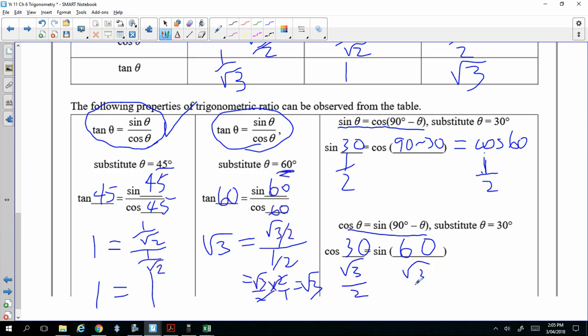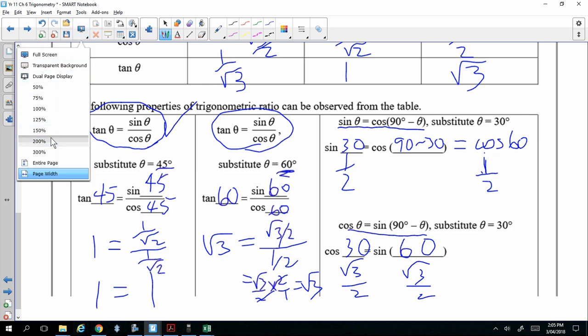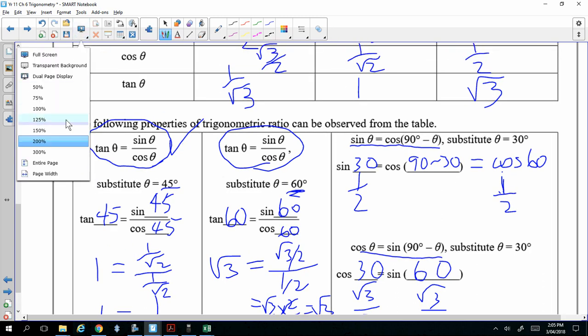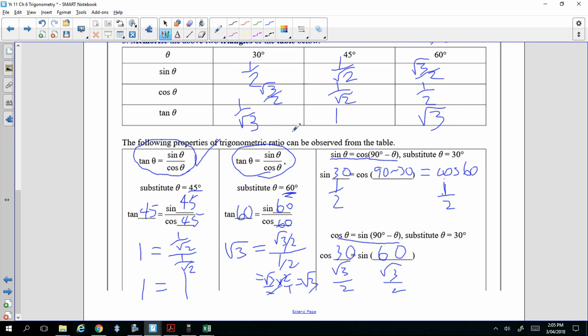So you see some symmetry on the table as well. The symmetry being displayed on the table is, see, half, they are the same. Half, half, root 3 over 2, root 3 over 2. 1 over root 2, 1 over root 2, 1. 1 over root 3, root 3. So you can see that symmetry there. All right, good. So we're going to use this table to do some questions.